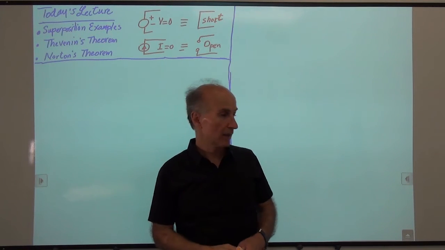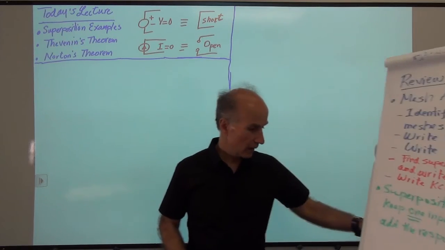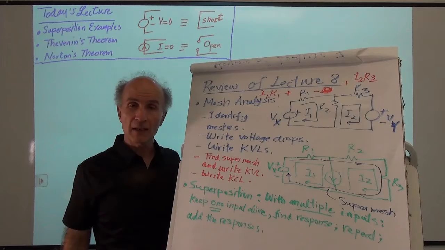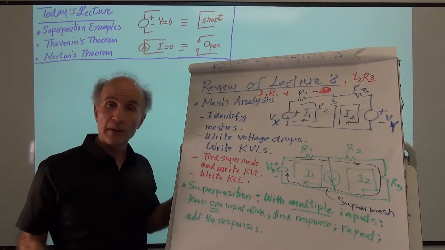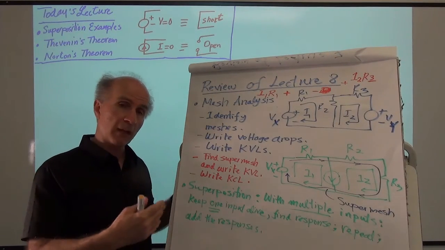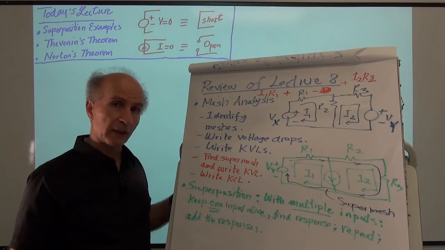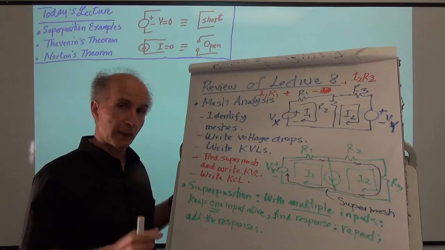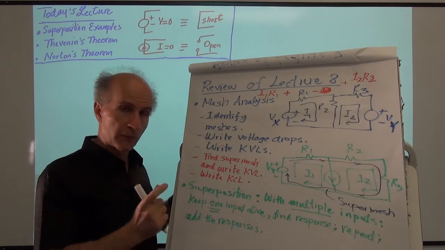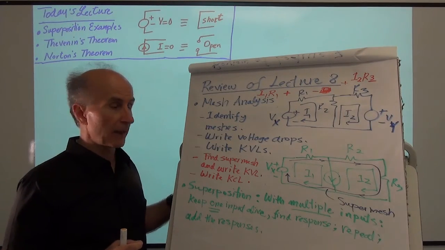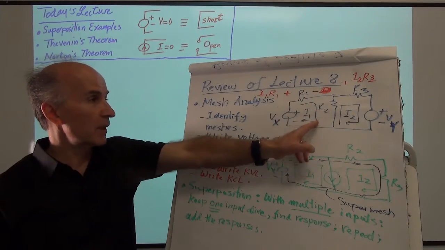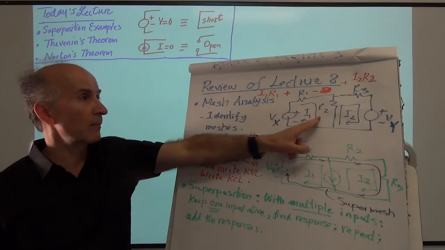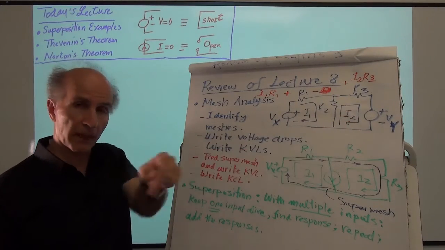But before we go there, let's take a look at what we covered in the last lecture. In the last lecture, we talked about mesh analysis. We said that just like node analysis, we can apply mesh analysis to a circuit. And the idea is that we identify all of the meshes in the circuit. A mesh is the smallest loop that we can find. And then to each of these meshes, we assign a current. For example, I1 is flowing through this mesh, I2 is flowing through this mesh.